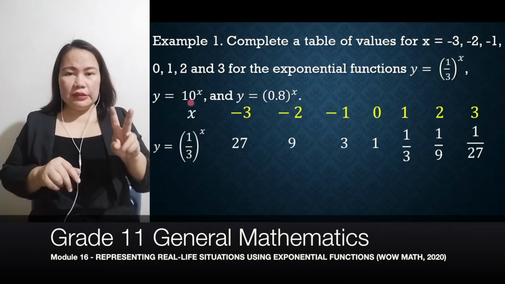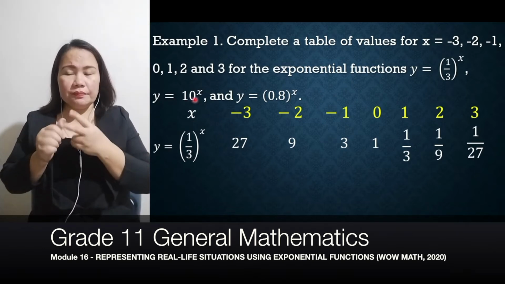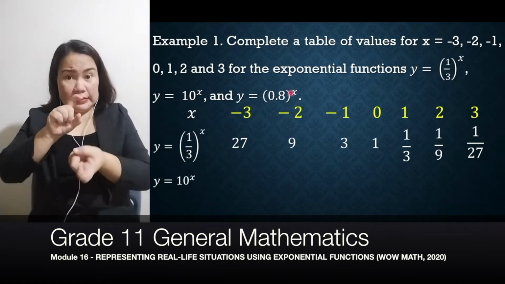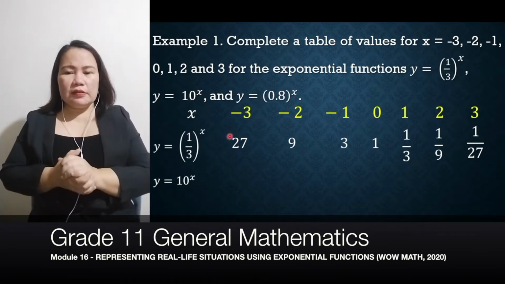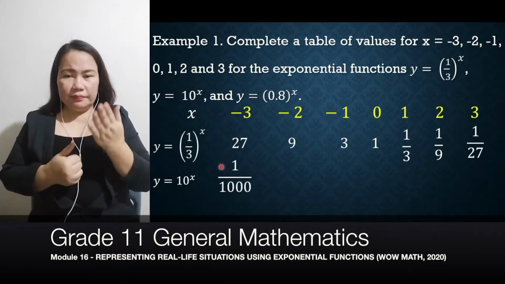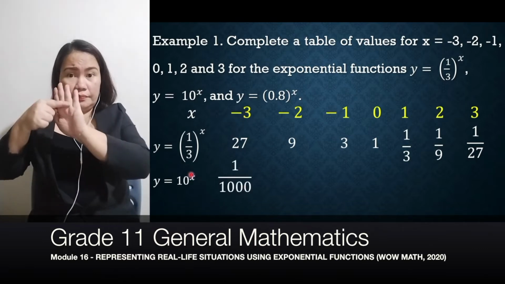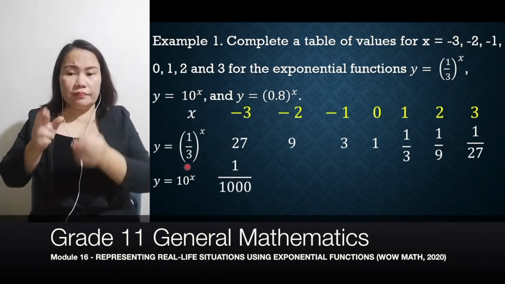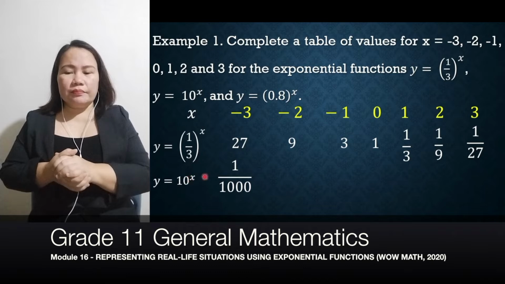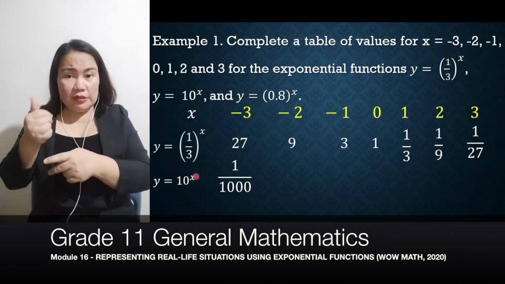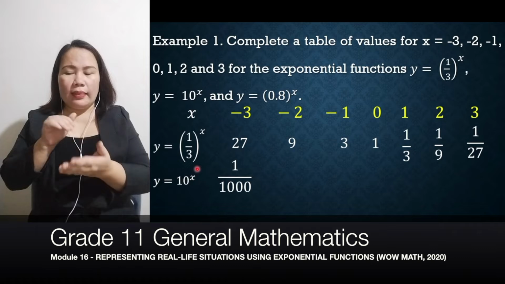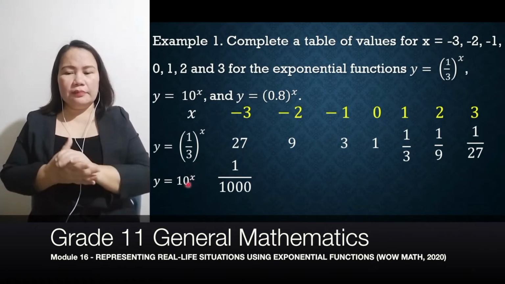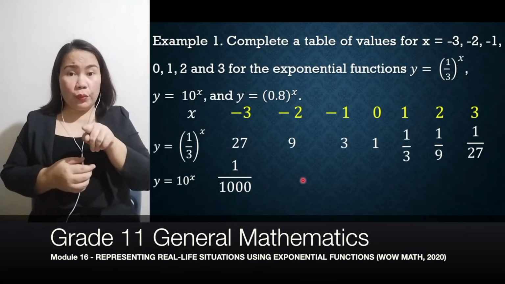So the second function that we have is y is equal to 10 raised to x. So substitute lang natin yung mga values ng x natin. 10 raised to negative 3. So that is 1 over 1,000. Bakit? Since negative yung exponent natin, kunin natin yung reciprocal nito, that will become 1 over 10 raised to 3. Since ginuha na natin yung reciprocal, so that will become 1 over 10 raised to 3. Kaya naging 1 over 1,000.